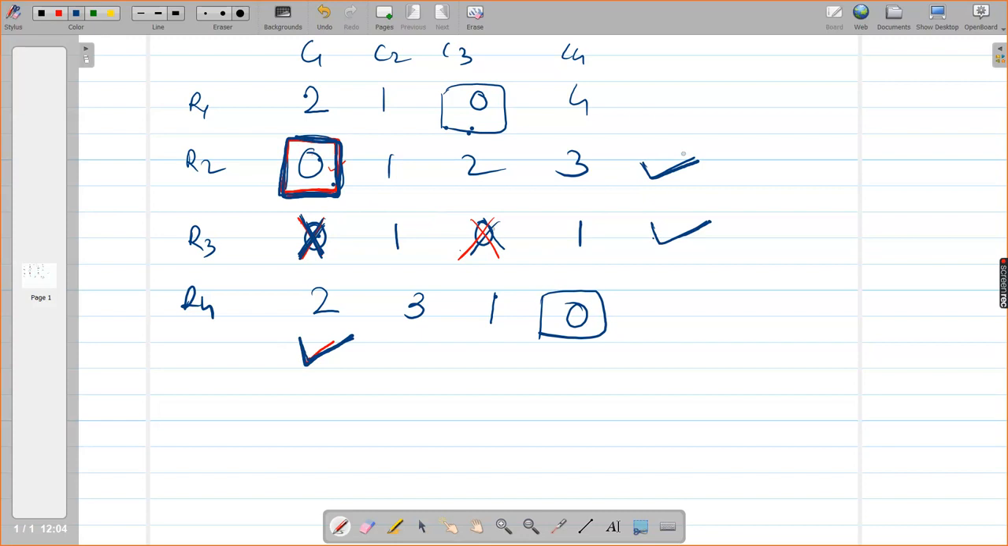Can you do it for this second zero now? This zero is also not assigned. Can we do this same thing for this zero now? Girls, come on, answer my question.